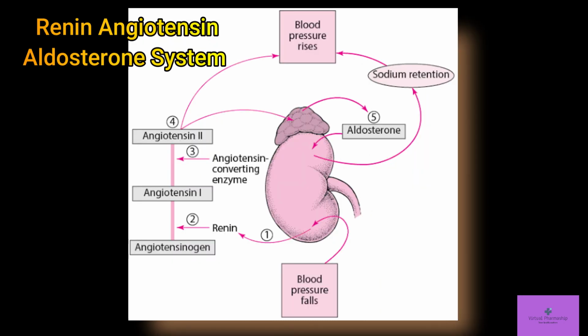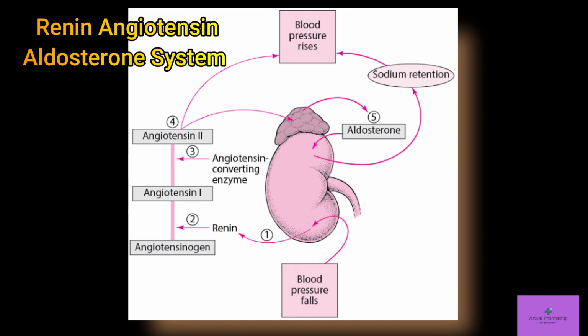Renin-angiotensin-aldosterone system. Decrease in arterial blood pressure decreases renal blood flow. Renin release converts angiotensinogen released from the liver to angiotensin 1. The angiotensin converting enzyme released from the lungs and kidney converts angiotensin 1 to angiotensin 2. Angiotensin 2 acts on AT1 receptors.